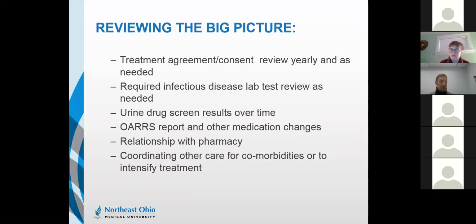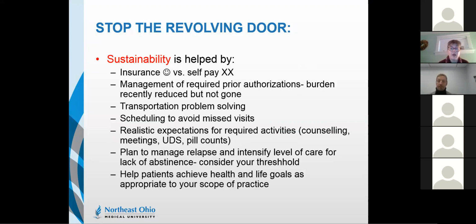Sometimes rather than responding in a really dramatic way to a single aberrant finding, since we expect that people in early recovery are going to have those things. We will develop a relationship with the pharmacy just by sending our prescriptions there and the pharmacy knowing that we're the stable prescriber, and then coordinating care.